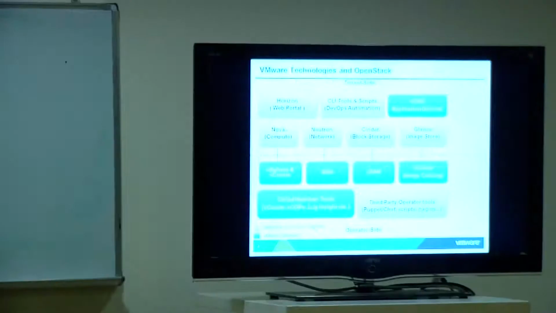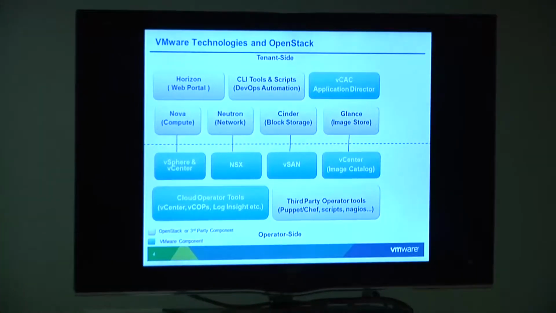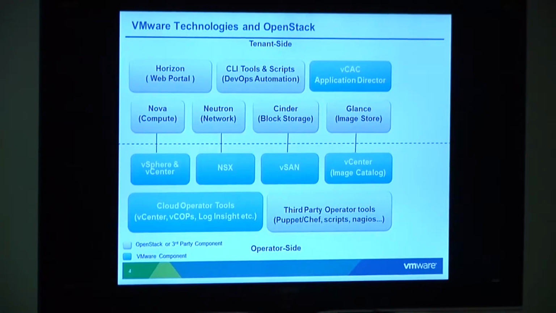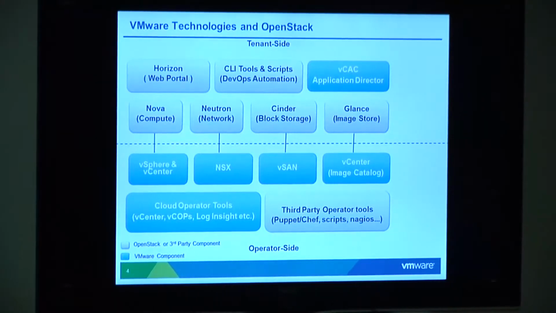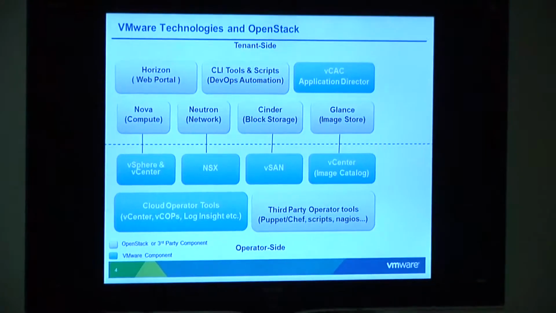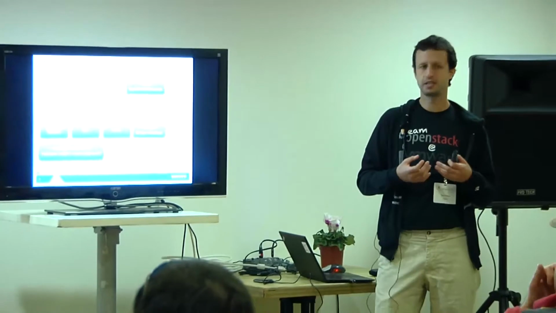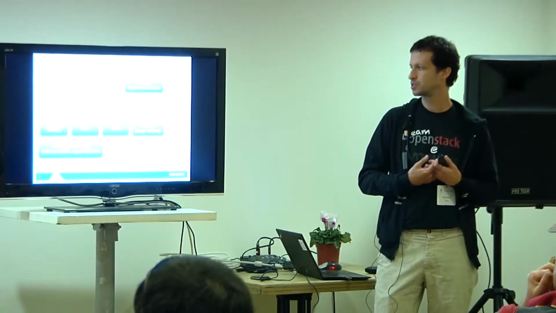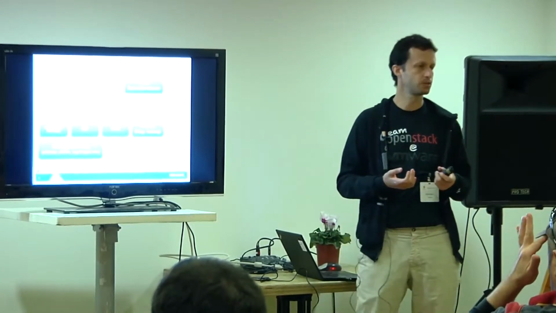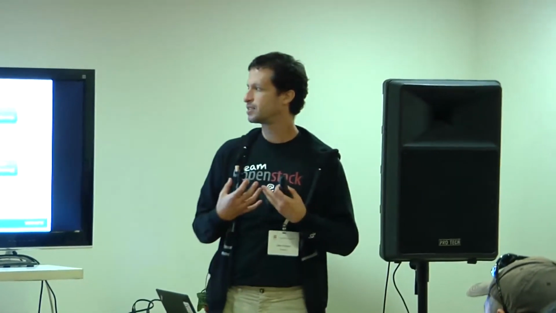What we see here is that all of the gray components are the OpenStack components that are available through the common APIs today, and the blue ones are what VMware offers. For example, there's vSphere and vCenter, which do the infrastructure as a service. There's NSX, which does networking as a service. There's vSAN, which is virtual disk storage as a service. There's vCenter, which can do the image catalog to store Glance images. And there are a number of cloud operating tools. It's up to whoever the customer is to pick and choose whatever they'd like to use.